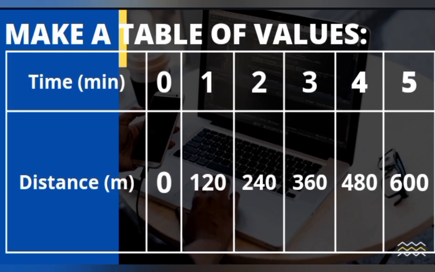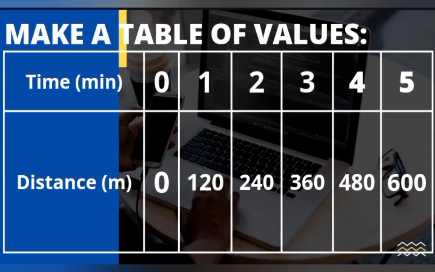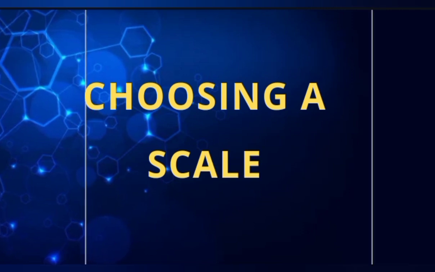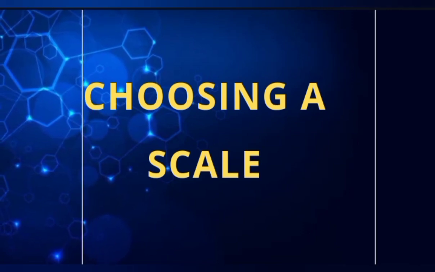At 2 minutes, he would have covered a distance of 240 meters. At 3 minutes, 360 meters. 4 minutes, 480 meters. And 5 minutes, 600 meters. So that is how you make your table of values. And the next step will be for you to choose a scale.